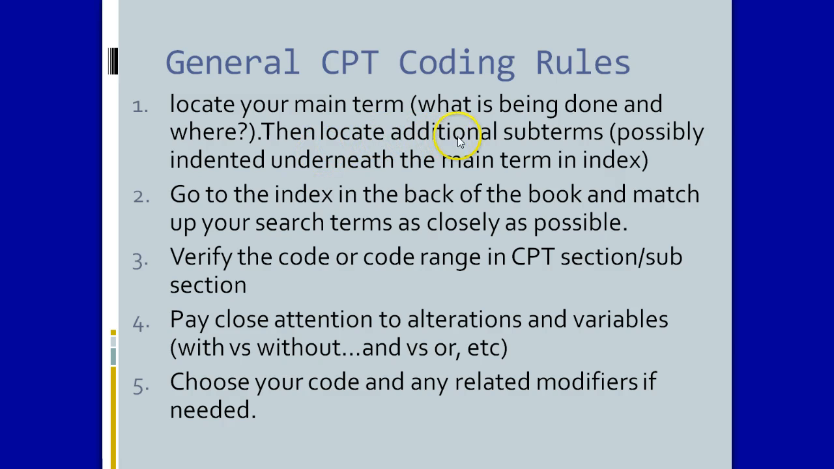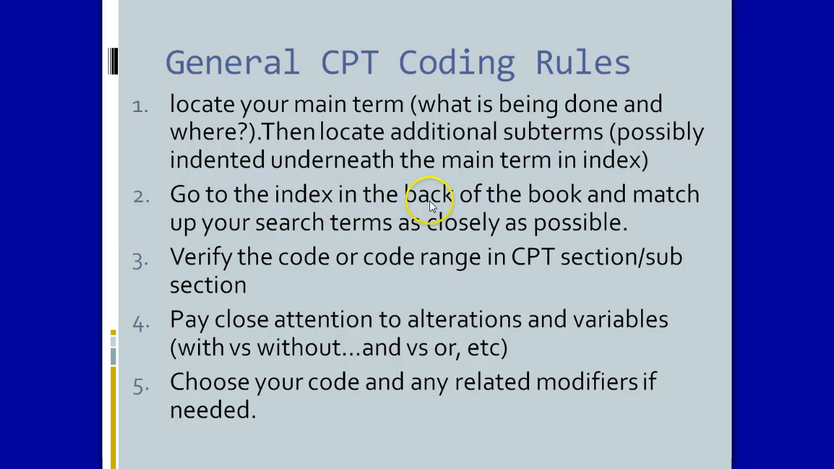So then you will locate any additional subterms, possibly indented underneath the main term in the index. For instance, we'll have a main word such as destruction, that's your main term, and any other subterms, for instance, skin, and that would be your subterm. So it's what and where, but then there may be a specific type, and you'll find that as well when you code, and we may have some examples today to go over.